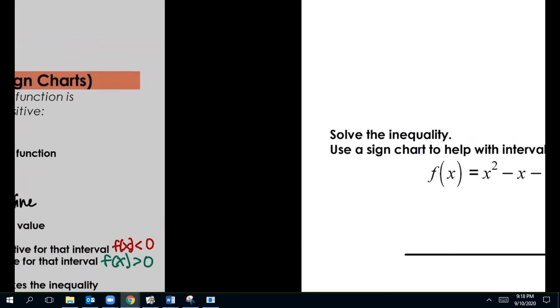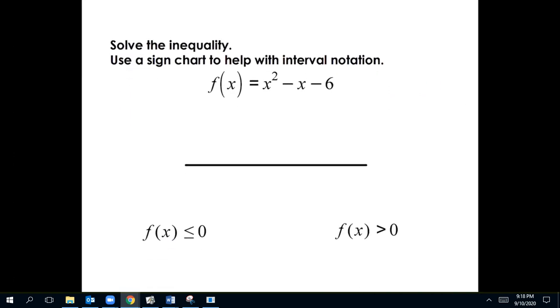So let's do one. We have to solve the inequality, use a sign chart, that's the number line that we were talking about, to help. And so we will get started with that. First step, remember, look back at your notes to factor. So we have x minus 3 times x plus 2. And so then those are our critical values. And so what we do is we just put those on the number line in order. So negative 2 would come first and then 3. It doesn't have to be perfect.